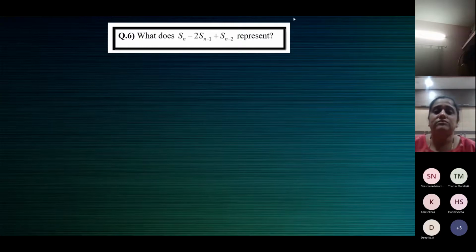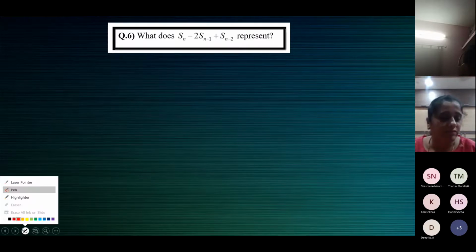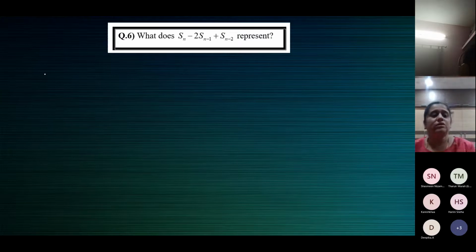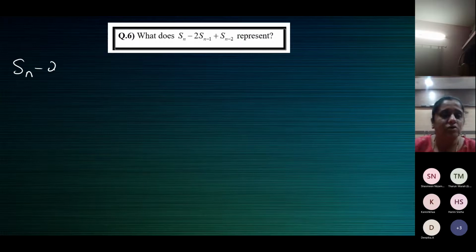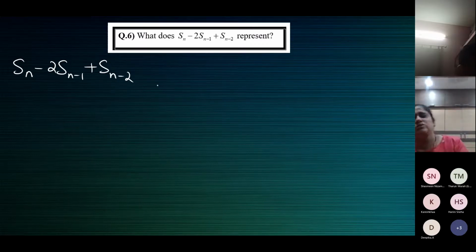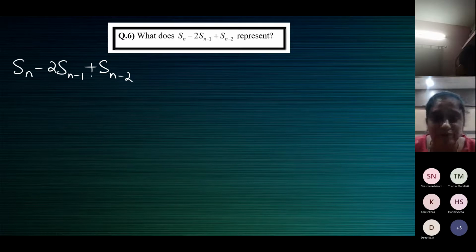All right. I'll let you know. So we are given this expression Sn minus 2 times Sn minus 1 plus Sn minus 2. We need to decode this expression. What does this stand for? What does this represent? So you need to decode this.